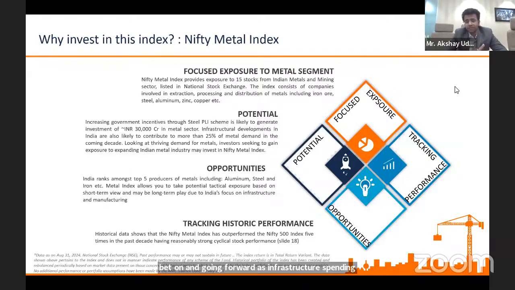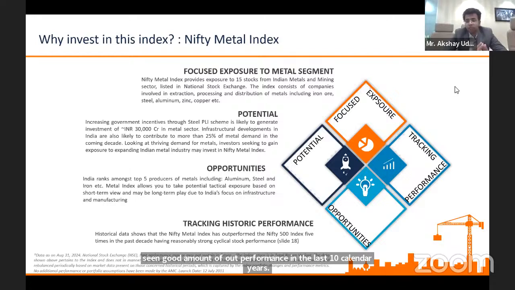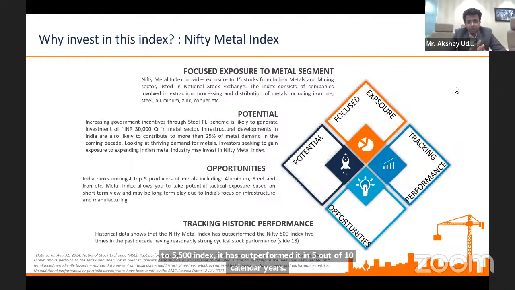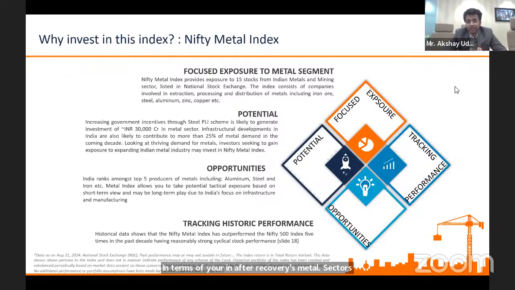In terms of performance, we saw a mixed bag of numbers. The metal sector has seen a good amount of outperformance in the last 10 calendar years. Compared to the Nifty 500 index, it has outperformed it in 5 out of 10 calendar years. Metal sectors tend to do well during economic booms, during expansion cycles, and would definitely outperform the Nifty 500 or other broad market indices. But during recessions, you may witness pockets of underperformance.